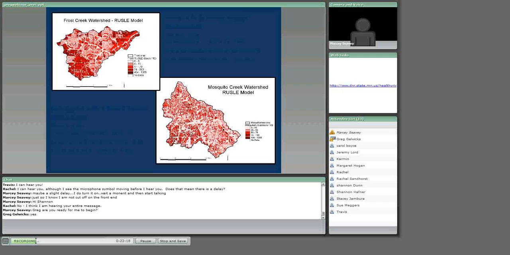And this slide shows a Russell model that uses land cover and land slope to determine where your most likely areas are to have erosion in a watershed, and can help identify places to target with practices that will minimize movement of soils and nutrients.